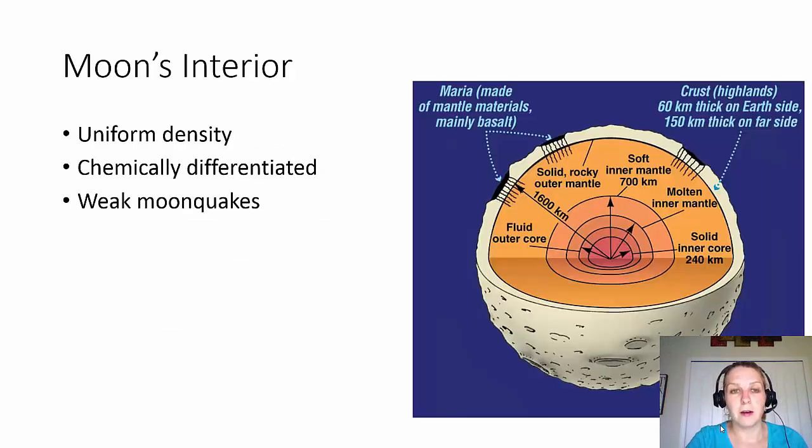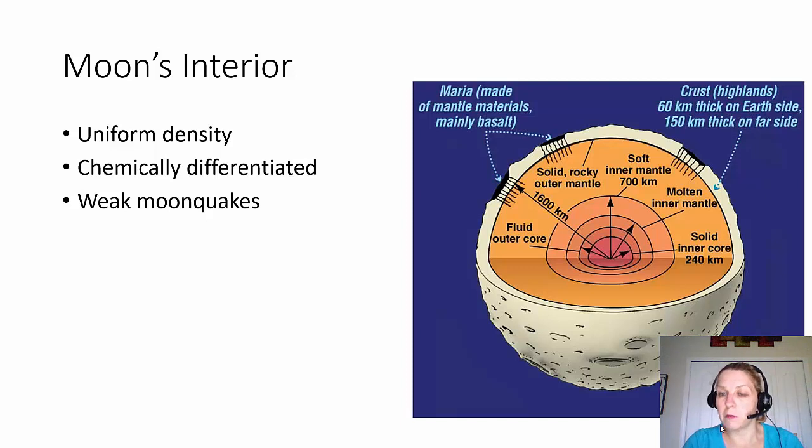Now the moon does have, I want to say earthquakes, but technically they're moonquakes. However, they're kind of weak. So it does have them, and we can pick them up. So we can pick up the S waves and the P waves. And when we look at it, we figured out that yes, it does have a core, a mantle, and a crust. The density is about the same, right?